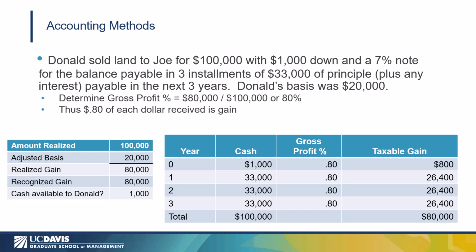80% of that is 26,400. And same with years 2 and 3 till he collects all 100,000. And look, the total taxable gain is 80,000 because the installment sale method does not change the amount of the recognized gain. It only changes its timing.